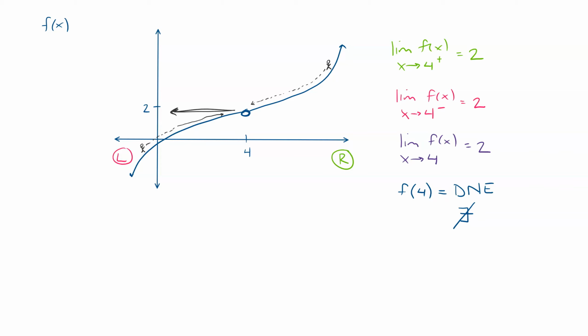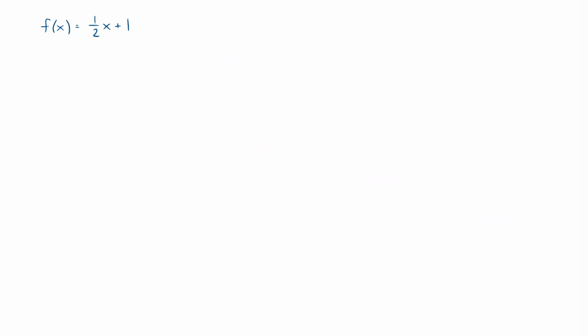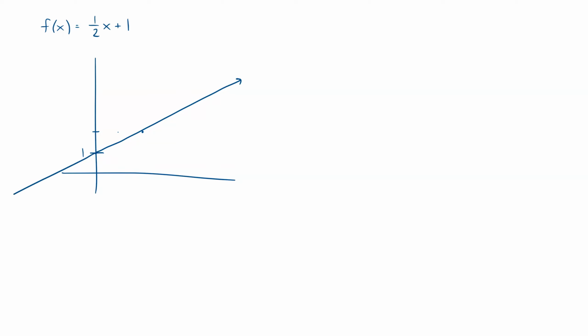Now let's consider another function. Let's look at a specific function, f of x equals 1/2 x plus 1. We're able to sketch this pretty easily. It's just a line. We're going to go up 1, and then from here we're going to go up 1, over 2, put a point there, and we can draw in our line. And now let's say that we're asked, what is the limit of this function as x approaches 2? I'm not specifying from the right or from the left. I just want to know as x approaches 2.